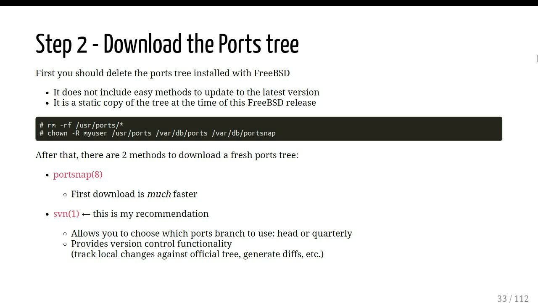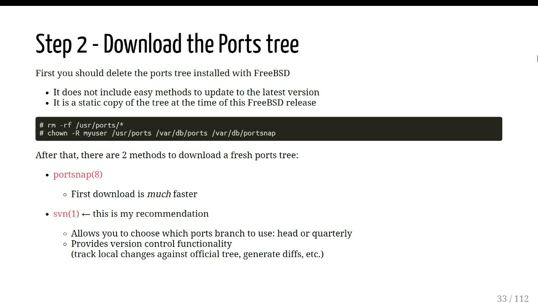And then the other little trick here is, unless you want to be building ports as root all the time, which I don't really recommend, you want to make sure that a certain number of folders are owned by a user that's not the root user. Otherwise, you'll have to be root every time you're building ports. So come up with your favorite user that you're going to build ports with, and change three folders: /usr/ports, /var/db/ports, and /var/db/portsnap to be owned by that user.